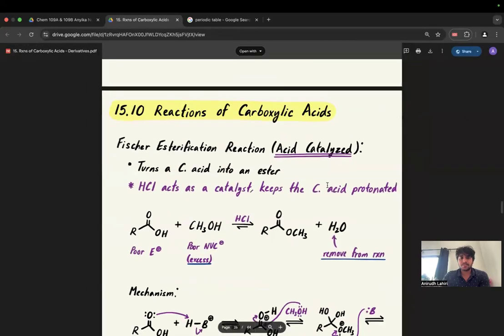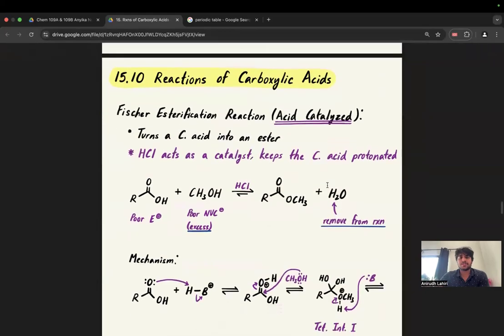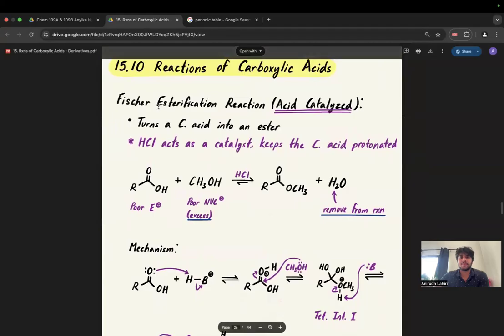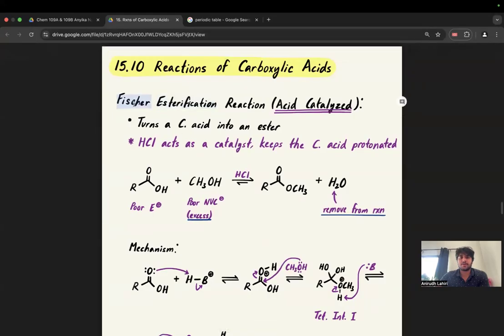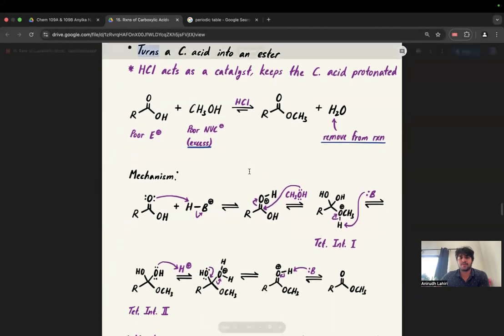Okay, reactions of carboxylic acids, Fischer esterification. So, esterification, we're making an ester. Cool. Fischer discovered it. We turn a carboxylic acid into an ester. HCl is the thing that acts as a catalyst and keeps the carboxylic acid protonated. So it's just acid catalyzed, right?